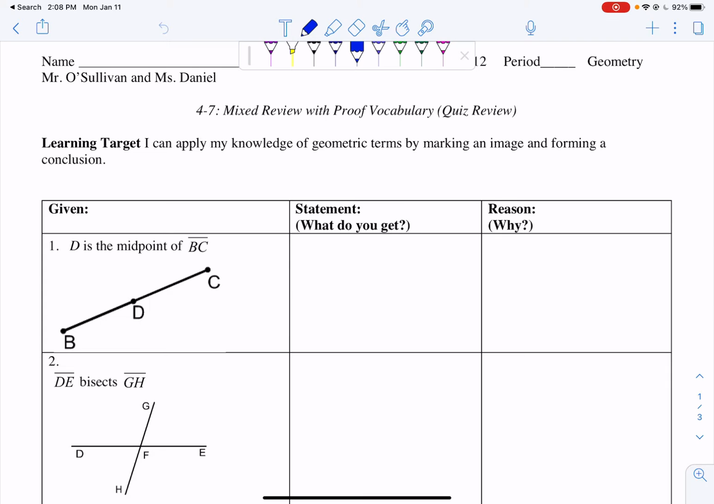Today's learning target is I can apply my knowledge of geometric terms by marking an image and forming a conclusion. Again, if you notice, this has been the same learning target for 3 days. The reasoning why is because that's exactly what we're doing. We are marking an image and forming a conclusion.